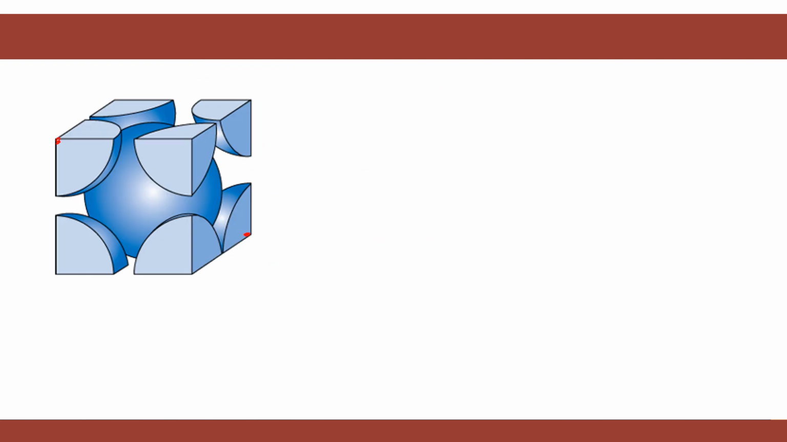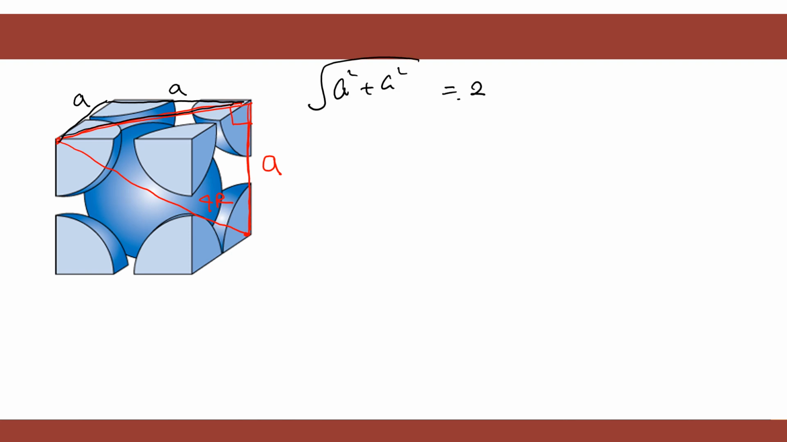From here to here it is 4R. Am I right? And if you consider this, this is a right angle triangle. Do you agree with that? And this is your A. And what is this length? This is A and this is A. So that length should be A squared plus A squared, square root of it, which is equal to root 2 A. So this length is root 2 A. Do you agree with that?